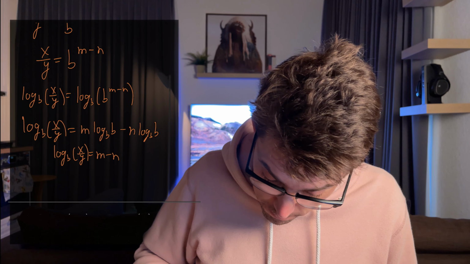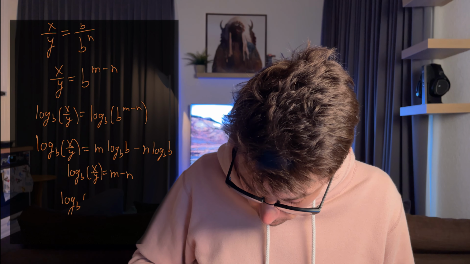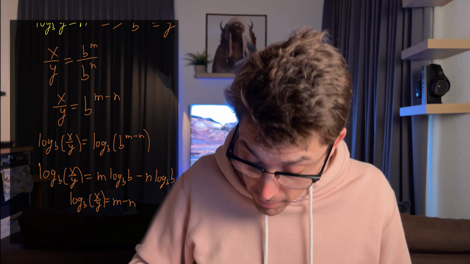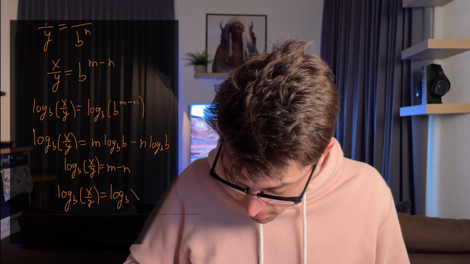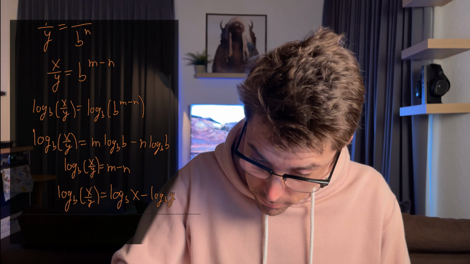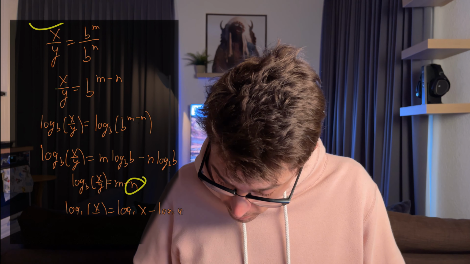So what this is going to end up being is, drum roll please, log base b of x over y is equal to log base b of x minus log base b of y. Remember, n was just log base b of y. So what does this mean?